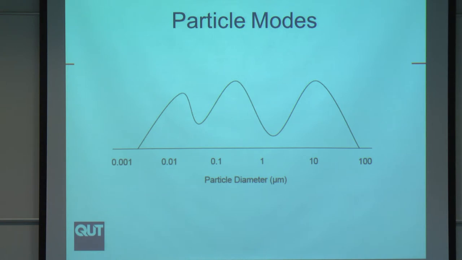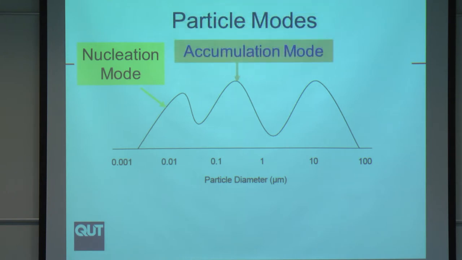I will touch very briefly on particle dynamics and what happens with these nanoparticles. I'll talk a little bit more about this on Sunday when I talk about particle dynamics. But basically, what most of us probably know very well, we have these three modes in the particle distribution. There's no vertical scale, because we are talking about just the locations of them. So it's the nucleation mode, the accumulation mode, and the coarse mode.